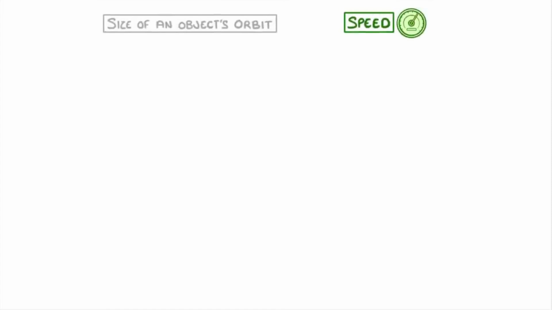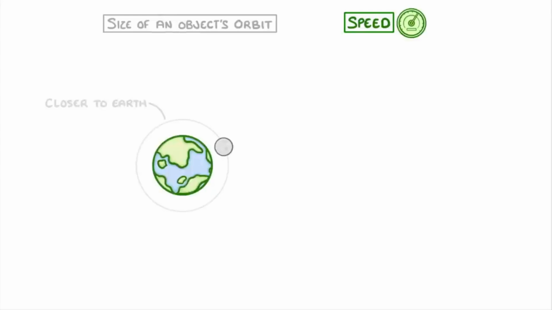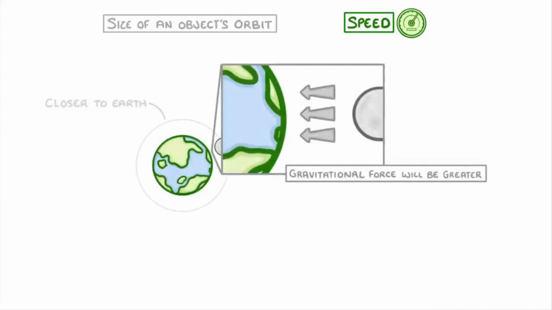The last thing we need to look at is the relationship between the size of an object's orbit and its speed. Let's imagine for a moment that we pulled the Moon's orbit inwards, so that it's closer to the Earth. Because the distance between the Earth and the Moon is now much smaller, the size of the gravitational force will be much greater. And so if nothing else changed, the Moon would probably get sucked in towards the Earth. To avoid this, the Moon would have to start travelling much faster, so that its instantaneous velocity increased, which would allow it to maintain a stable orbit and not be pulled in towards the Earth.